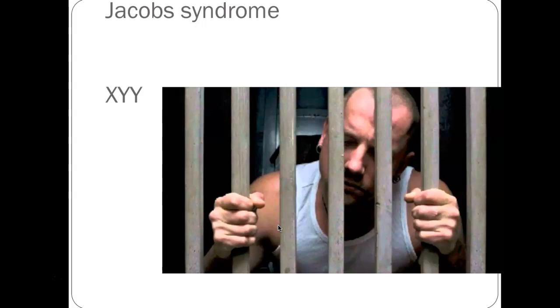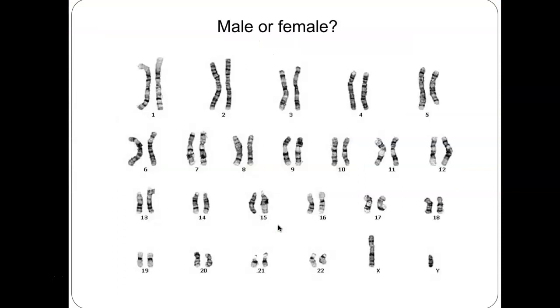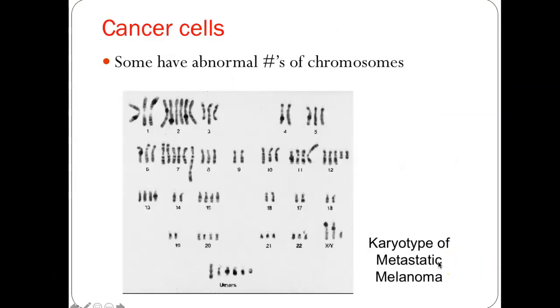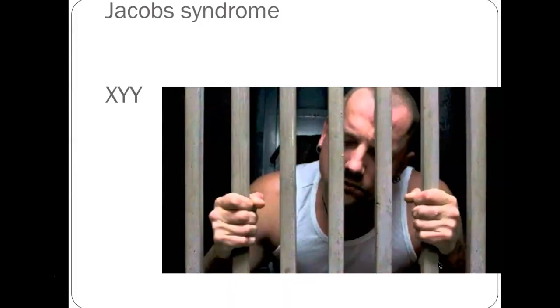Jacob syndrome, I actually think it's interesting because of the social implications of it. Well, they all have social implications to a certain degree. But this is a male, and I'll tell you also another reason why I find it interesting. This is a male that has an extra Y chromosome. So his karyotype would look like this, but he'd have an extra Y there. Jacob syndrome is also called super male syndrome.